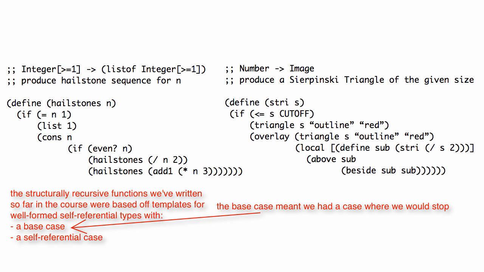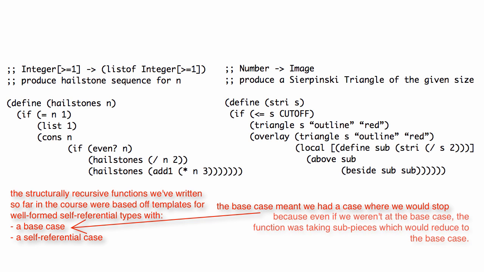And the reason they would always stop is that if it wasn't the base case, they were going to take a subpiece of the current data. And by taking subpieces of the current data, in the case of lists, by taking the rest of the list each time, they would eventually reach the base case, again in the case of lists, empty. And so that's why we were happy with those recursive functions. We knew they would stop.